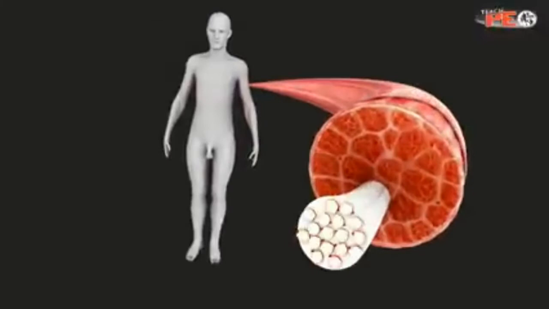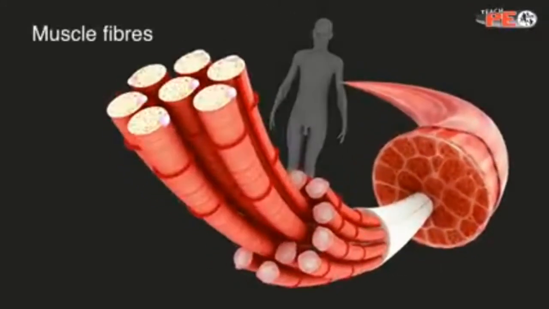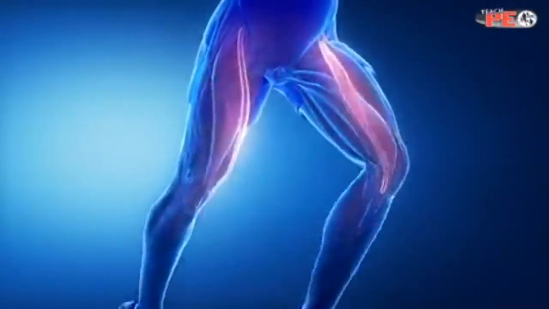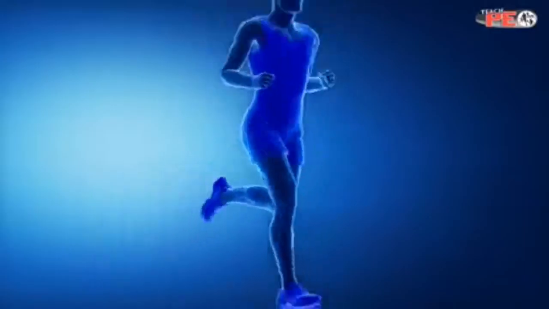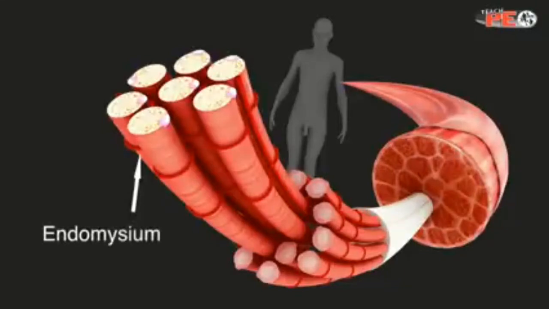Each muscle is made up of a number of bundles of muscle fibers called fasciculi. The fasciculi are contained within another connective tissue called the perimysium. Each bundle of muscle fibers contains anywhere from 10 to 100 individual fibers. A large, strong muscle, such as those in the quadriceps group, would have a large number of fibers within each bundle. A smaller muscle used for precision movement, such as those in the hand, would contain far fewer muscle fibers in each bundle.